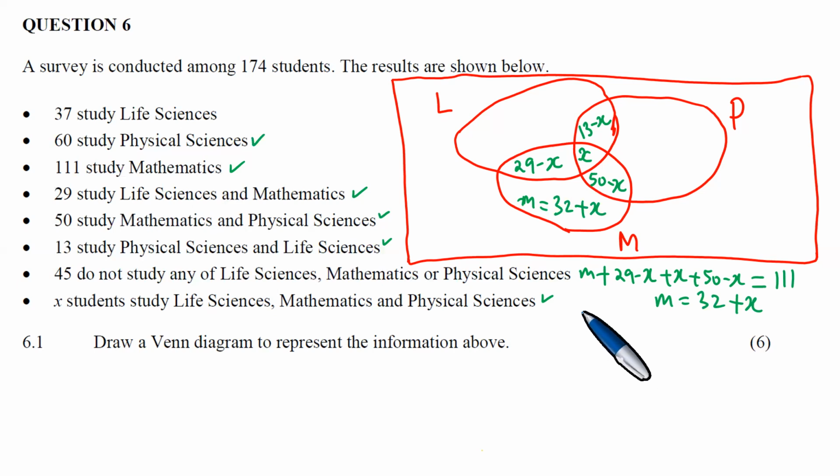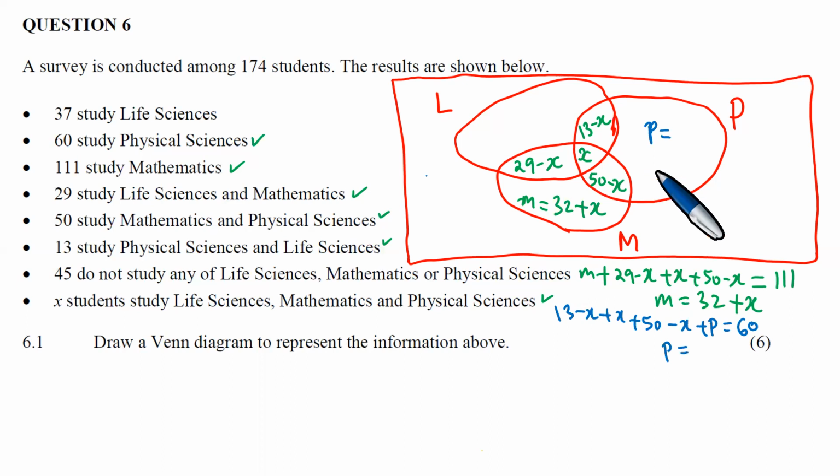We're going to call this P, lowercase p, so that you're going to have 13 minus x plus x plus 50 minus x plus p. It must give you the total for physical sciences, 60. But in the end we want to get what P is. If 60 do physical sciences, it's not that they only do physical sciences, okay? But how many only do physical sciences? So we subtract. So we're going to have the 50 and the 13.